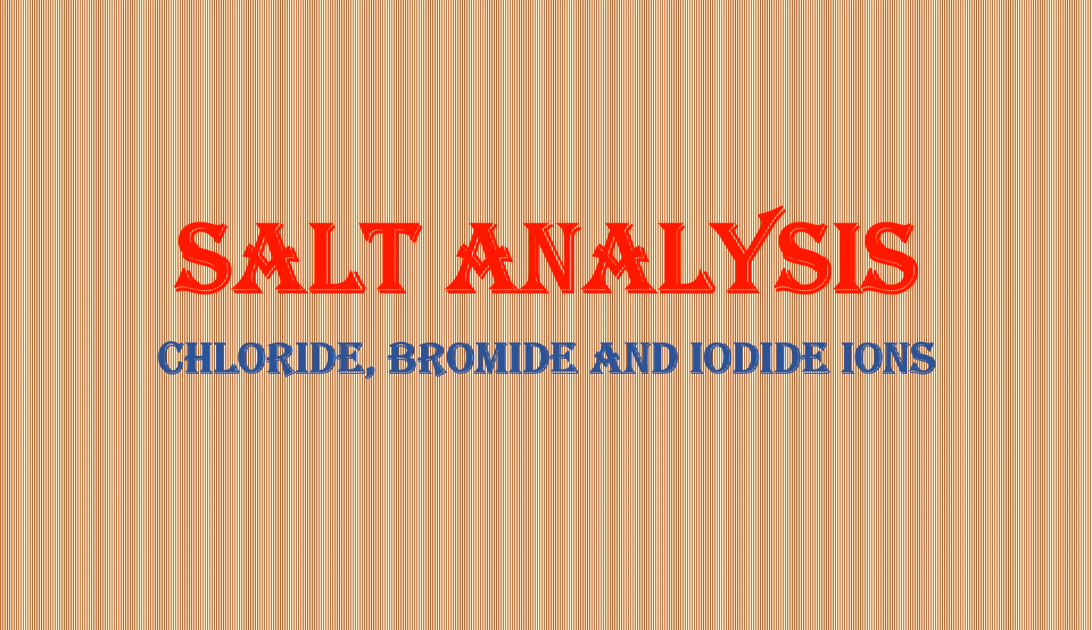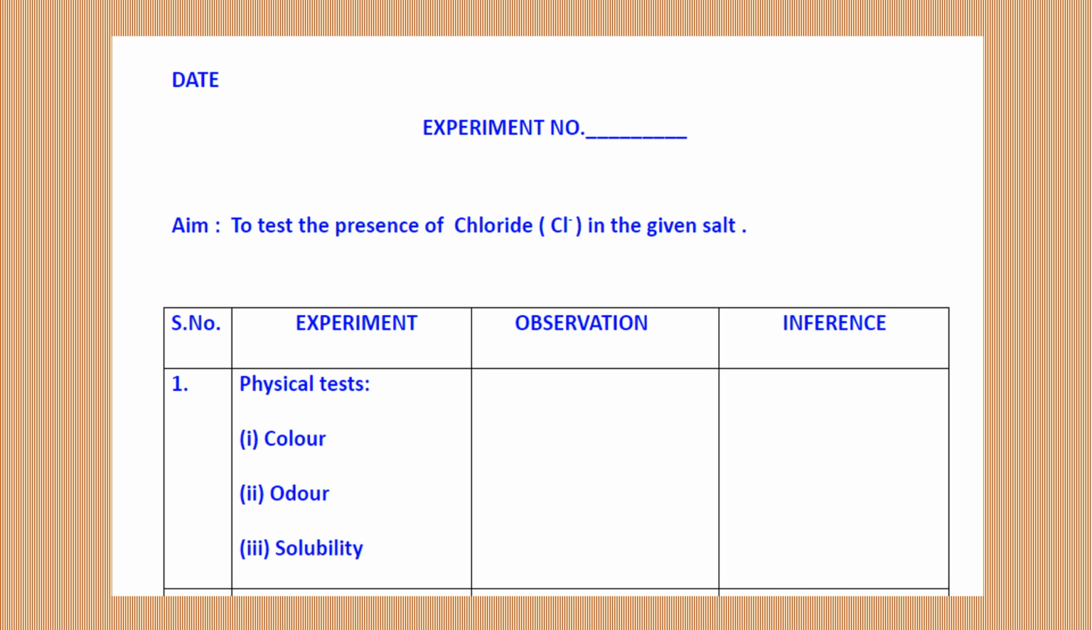Hello students, let's start with chloride, bromide and iodide ions under salt analysis for your chemistry practicals. These three ions, along with nitrate and acetate, come in the category where the preliminary test is done using concentrated sulfuric acid. We have already discussed in detail the ions which come under the dilute sulfuric acid category, where the preliminary test is done using dilute sulfuric acid.